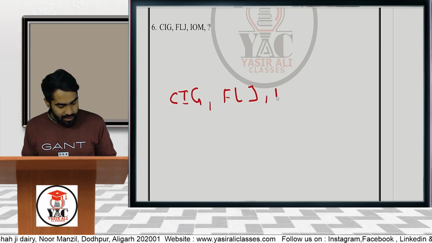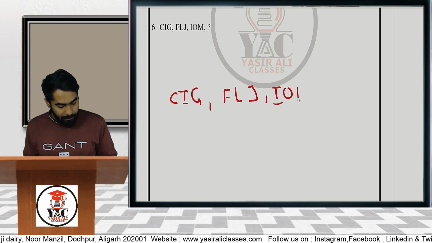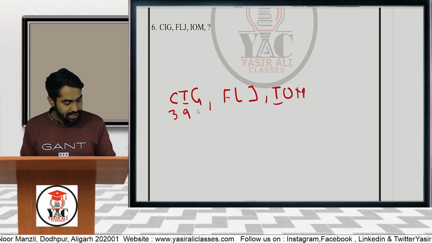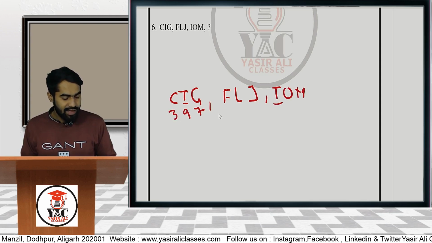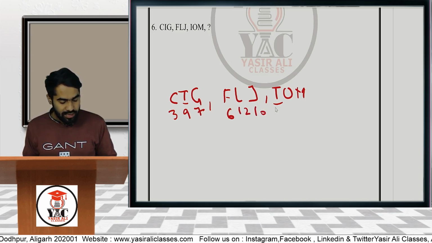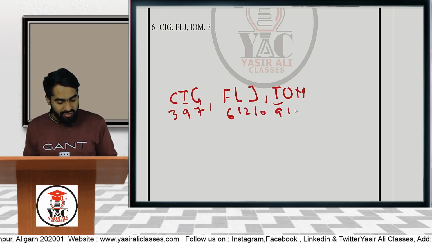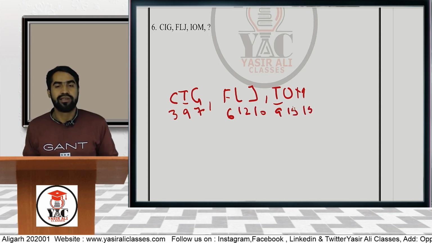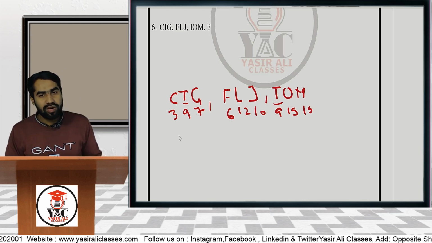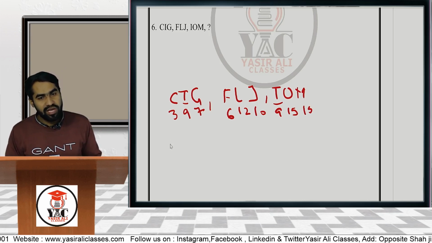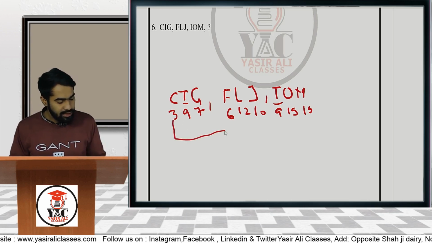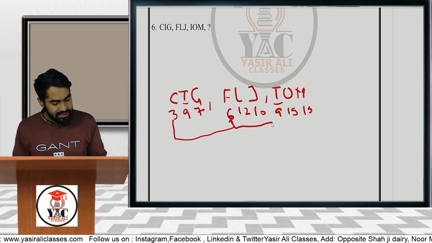CIGFLJ and IOM. Okay, C is on 3, I is on 9, G is on 7, F is on 6, L is on 12, J is on 10, I is on 9, O is on 15, and M is on 13. So again we will adopt the very same pattern, which is we will try to establish the relation between the first letter of each group. Now if you see here 3 to 6, next is 6 to 9.